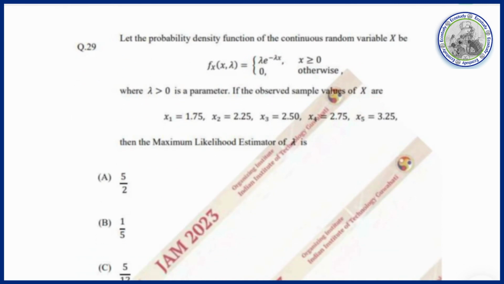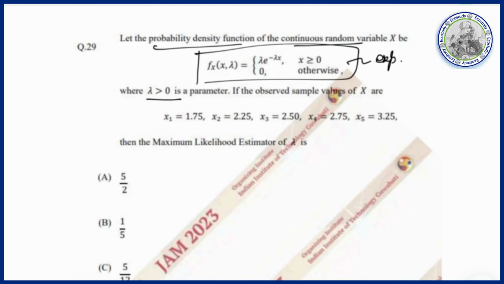Now this is a good question. The probability density function of a continuous random variable is given, so it is an exponential distribution, with lambda greater than 0, and the observed samples are given. Find the MLE of lambda. Given f(x; lambda) is lambda e to the minus lambda x, for x greater than 0.